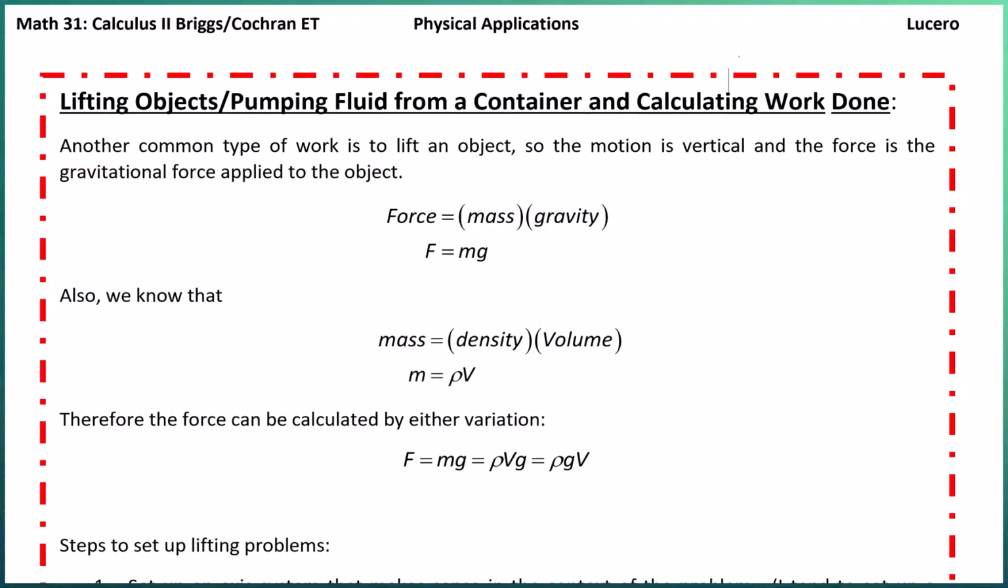Let's do a quick review of force. Force is going to be mass times gravity when we're working in the metric system. When we're working in the US customary system, remember that force is measured simply as a weight, in pounds. But in the metric system, it's mass times gravity, and we know that mass is the density of the object times the volume. So we can continue to break down that force. Force becomes mass times gravity, or density times volume times gravity, where our density and our gravity are constants. What could vary is the volume of the object that we're lifting.